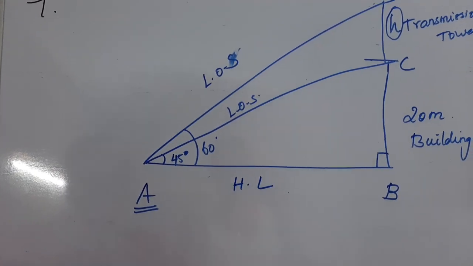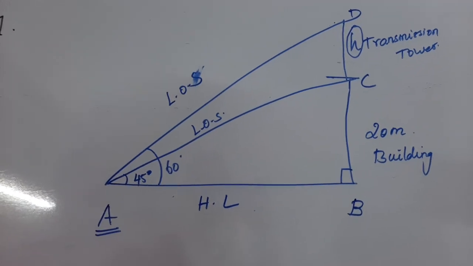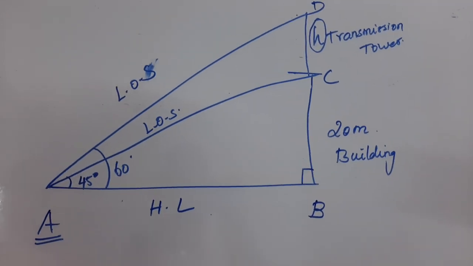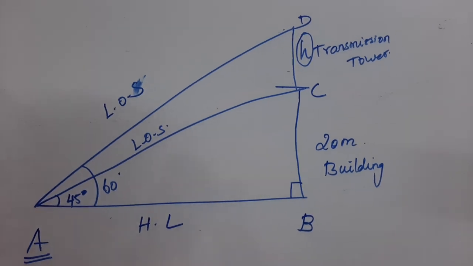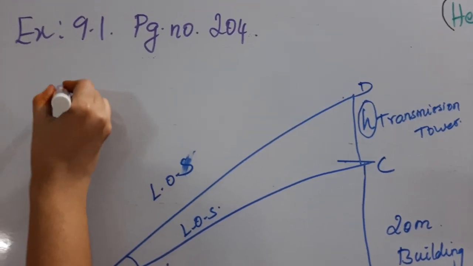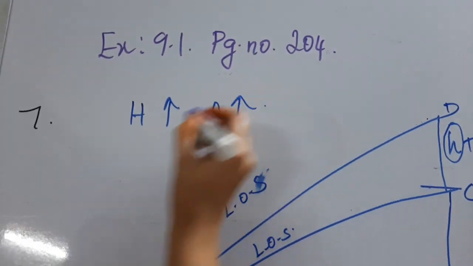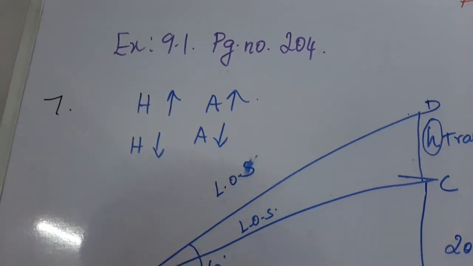So the next important point which we are learning from this sum is the relation between the height and the angle. In the previous sum we have seen the relation between the distance and angle. Distance and angle are inversely proportional. Height and angles are directly proportional. When the height increases, angle also increases. When the height decreases, angle also decreases.